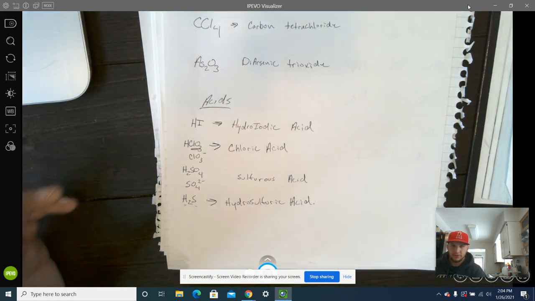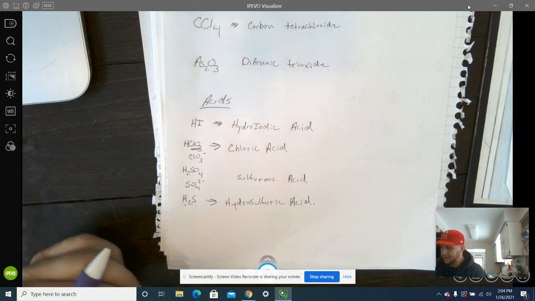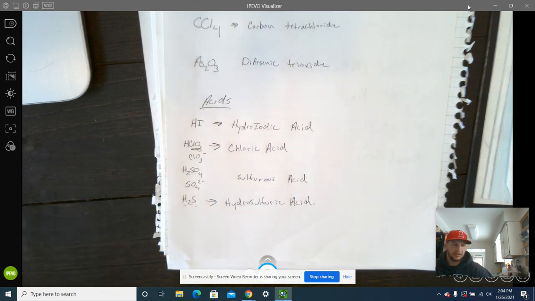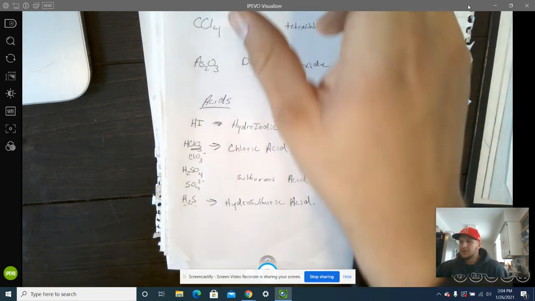Now, hopefully you're able to get all those correctly. It is a little bit challenging when you first begin, but it's doable.